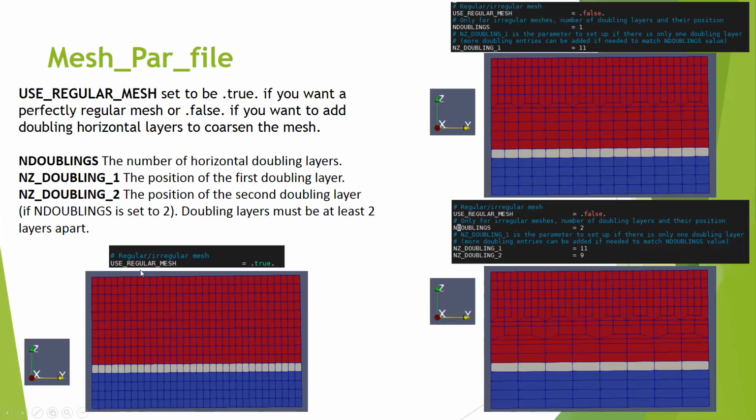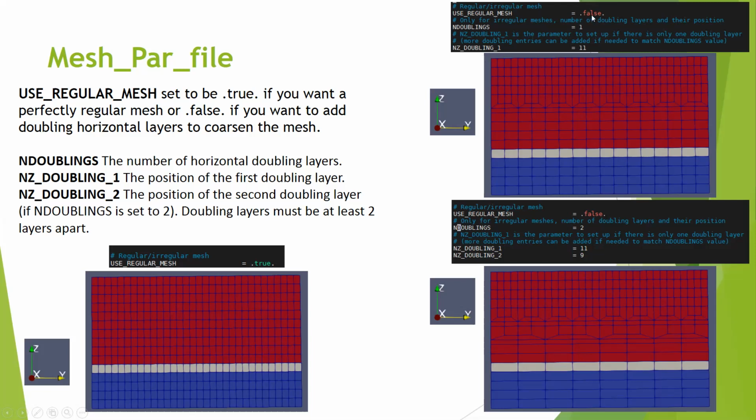If you turn this flag to true, it means you will use a regular mesh, so you can see the shape of the elements in your model will be rectangular. This is the Z direction, this is the free surface, and this is one side of your block. You can also turn this flag off, which means you will add doubling horizontal layers to coarsen the mesh.